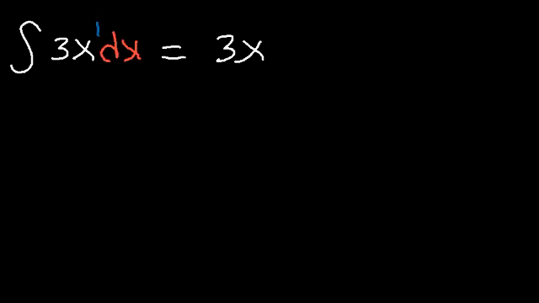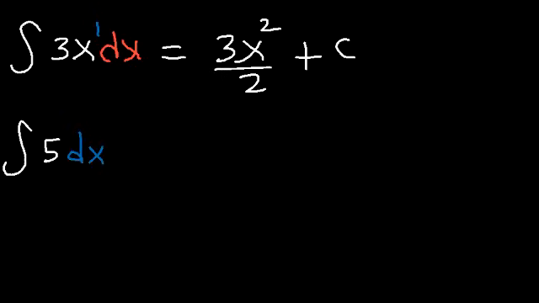Now what is the antiderivative of 3x? Go ahead and try this one. Now if you see an x variable, there is an invisible 1. That's the exponent. So we could use the same power rule. It's going to be 3x to the 2nd power divided by 2 plus c. Now what if we have a constant? What is the antiderivative of 5 dx? The derivative of what function is 5? The derivative of 5x is 5, so the antiderivative of 5 is 5x plus c.